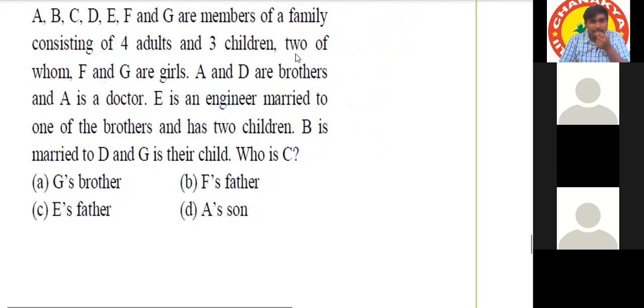I'm getting okay, sir. Here the question is, who is C? According to the options, the answer is A's son. A's son. Okay.